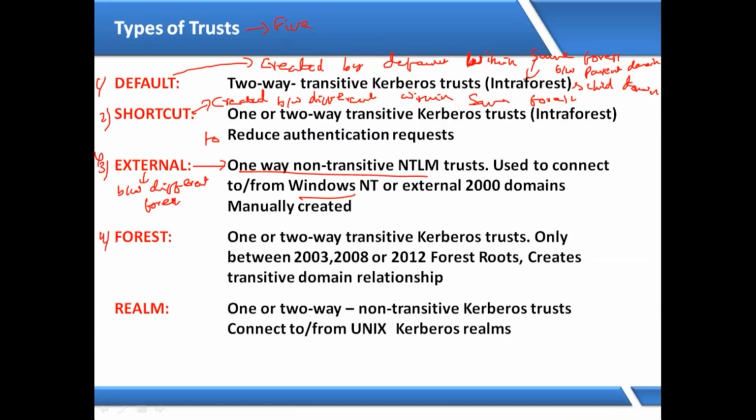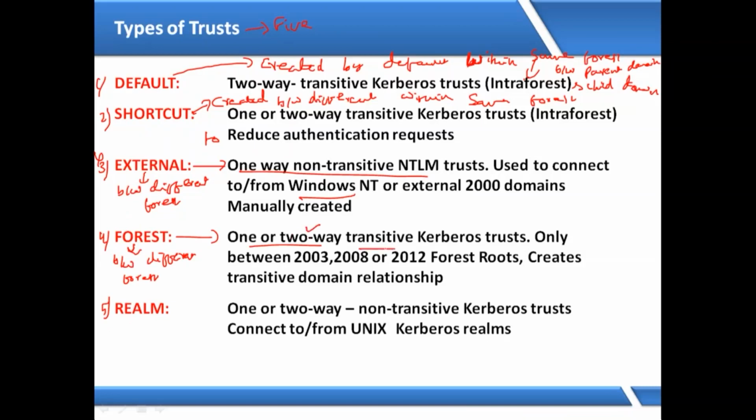Now the fourth one is what? Forest. It is a name. Forest means it is the name of the trust. So these are the 5 different types of trust. Forest is the trust which is used between different forests. It is one way and two way. So which one is the best? Two way is the best, and it is transitive.